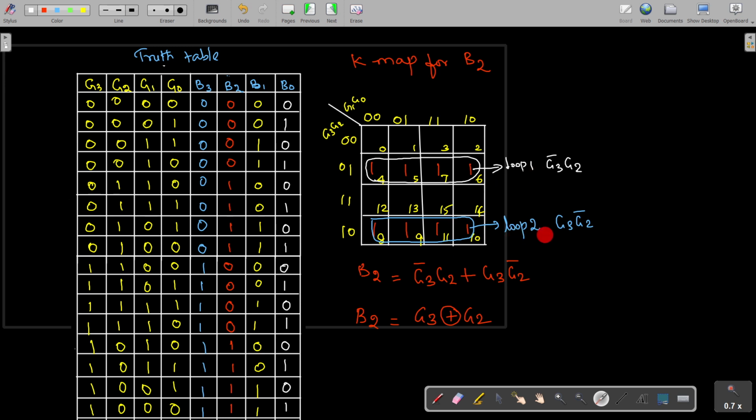So when you consider this loop 2, here we have combined this, isn't it? That 1010 represents G3 G2 bar, and column wise no literal is available. So the answer for loop 2 is G3 G2 bar. Now we have to combine them to get this B2 expression. So it is G3 bar G2 plus G3 G2 bar. That is nothing but our exclusive OR function, that is G3 exclusive OR with G2. So we got the expression for B2.